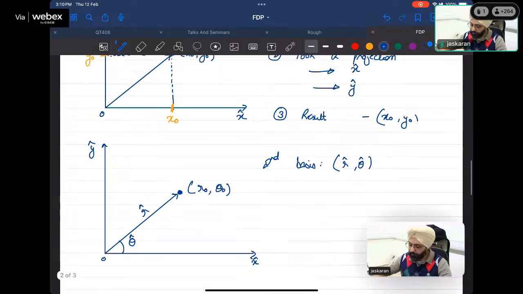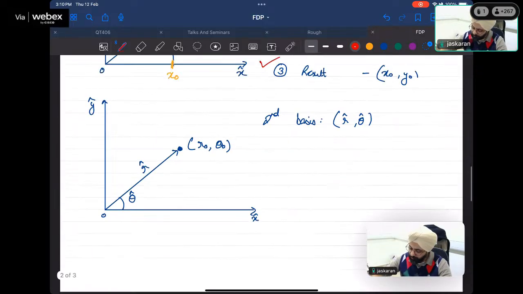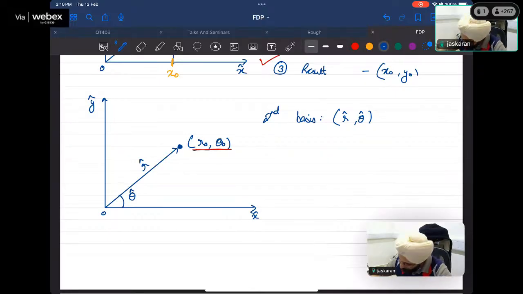So I follow the same strategy once again. I fix a basis, I take a projection along the unit vectors, and whatever result I get, I report it as the location. In the second basis, note that the location is now different. It is no longer x naught y naught. It is now r naught theta naught in a different coordinate system.